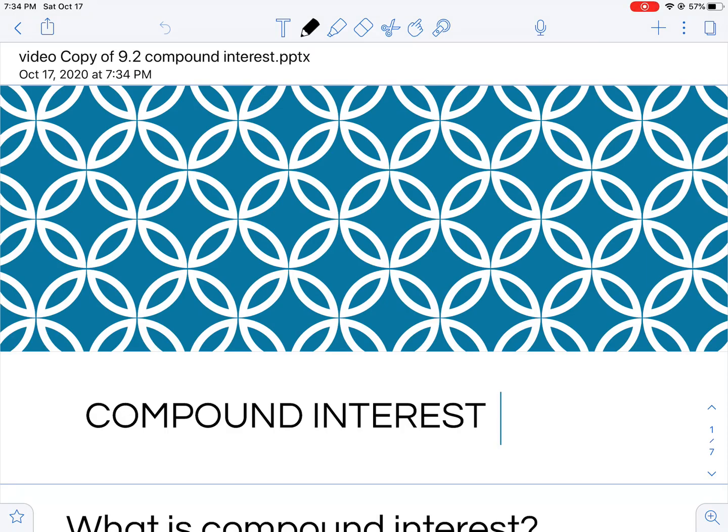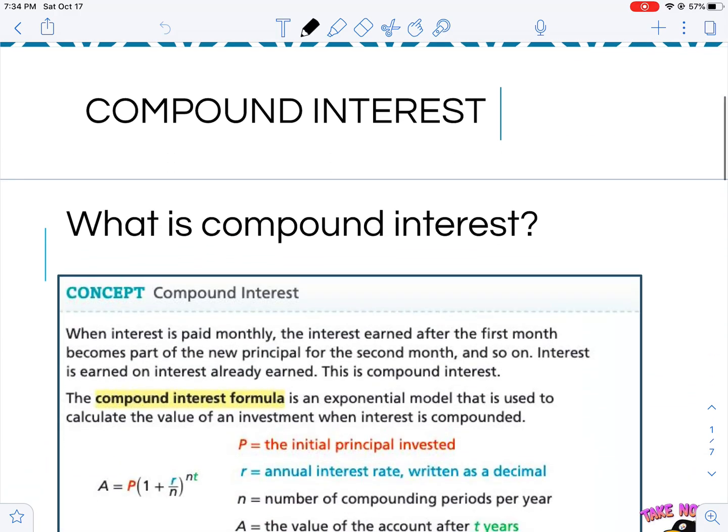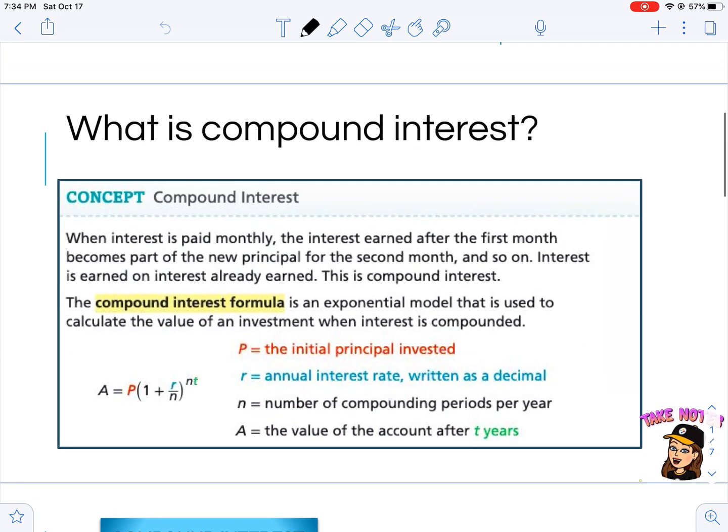Okay, in this video, we're going to learn about compound interest. When interest is paid monthly, the interest earned after the first month becomes part of the new principal for the second month, and so on. When something like that occurs, that interest is known as compounding interest. And there's a specific formula that we use in math to calculate compound interest.